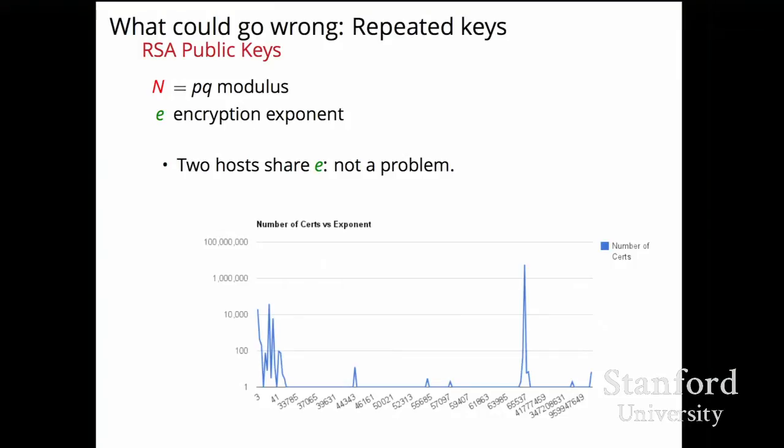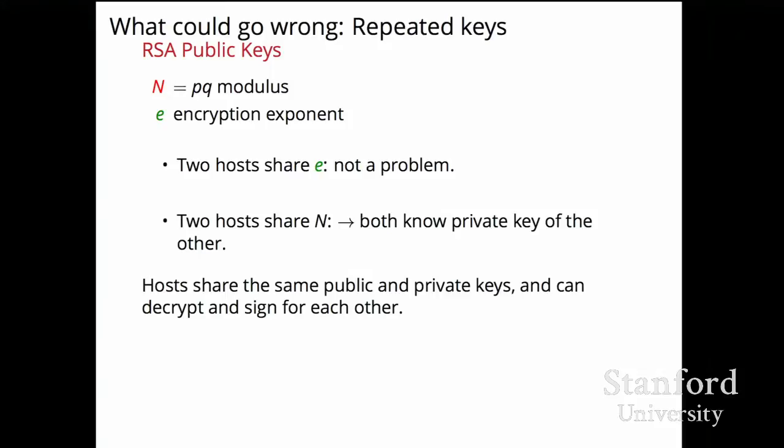So it is not a problem for the security of RSA if people are sharing the same public exponent e, because that value doesn't actually hide any of the secrets in the private key. What is a problem is if two hosts are sharing the same modulus n, because if they have the same modulus, then it has the same factorization, and then they both know the private key of the other. So these hosts would share both the same public and private keys. They could decrypt messages that were intended for the other party. They could sign for each other, and so on and so forth.